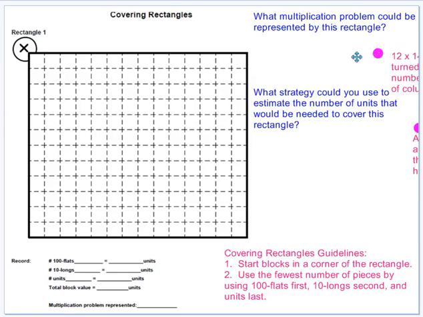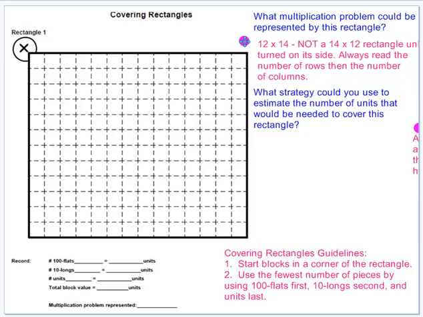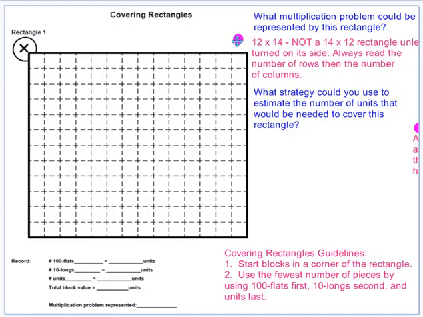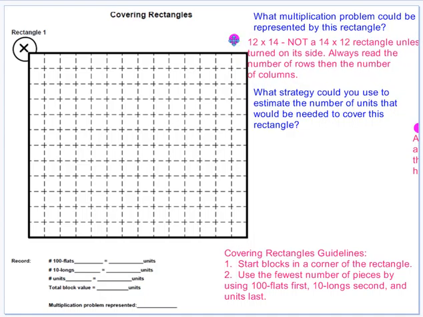Let's see if we're right. Oops, I did it wrong, didn't I? It's a 12 by 14, not a 14 by 12 rectangle, unless it's turned on its side. Always read the number of rows, then the number of columns. Okay, so 1, 2, 3, 4, 5, 6, 7, 8, 9, 10, 11. Okay, so that's why it's 12 by 14. I get it. Okay, always do rows and then columns.